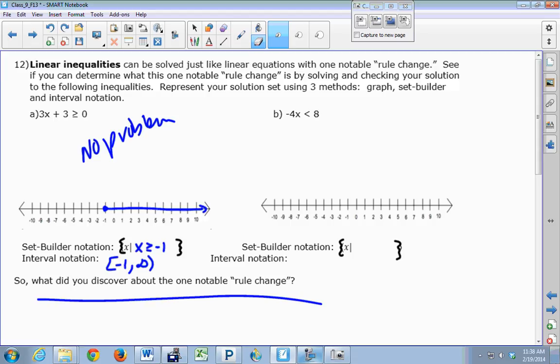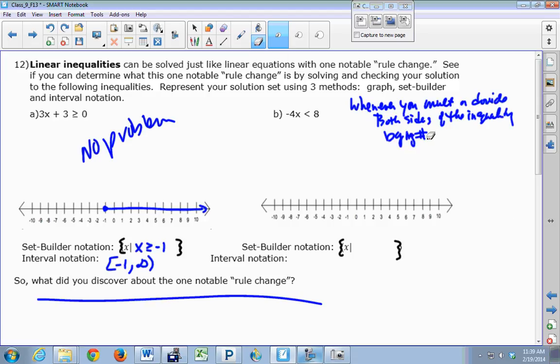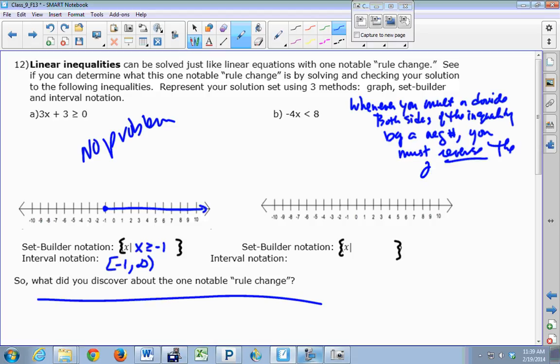That's the only difference between solving an inequality and solving an equation, is that whenever you multiply or divide both sides of the inequality by a negative number, let me write that out a little clearer, by a negative number, you must reverse the direction of your inequality symbol.